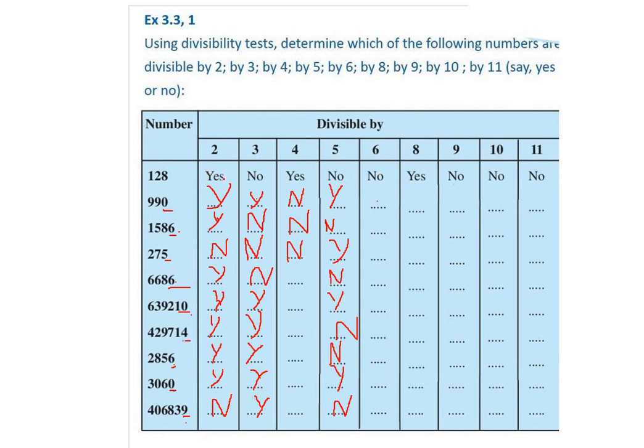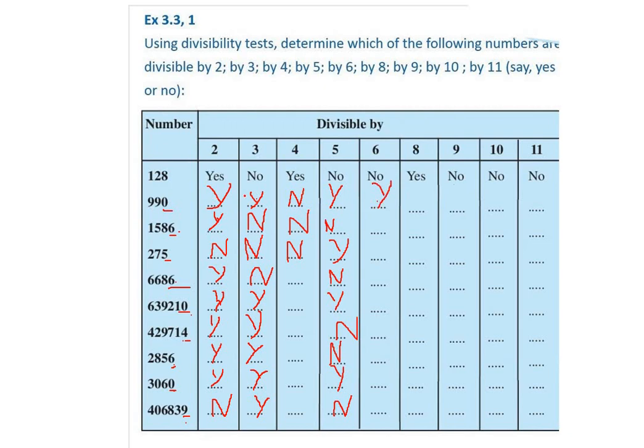So as you can see, the first one, the given number 128, was not able to be divided by 3, so here it is no, so obviously it is not possible to divide by 6 either. Now let's check for 990. It is yes for the table of 2, it is yes for the table of 3, so it is obviously yes for the table of 6.